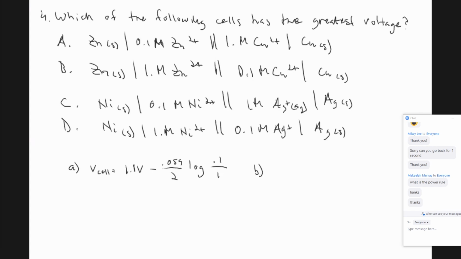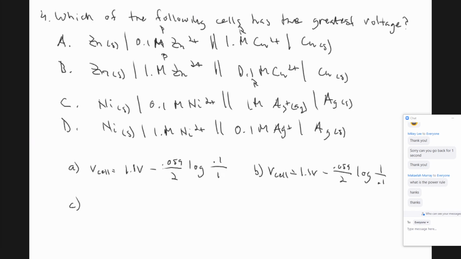For B, it's the voltage of the cell, which is 1.1 minus 0.059 all over 2 log of products over reactants. And this one is 1 divided by 0.1. Remember, it's product, reactant for your anode, cathode, respectively.